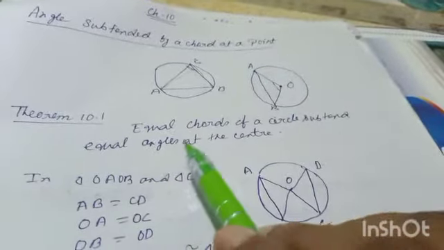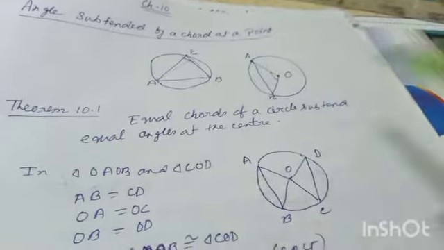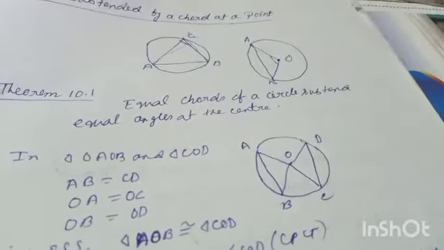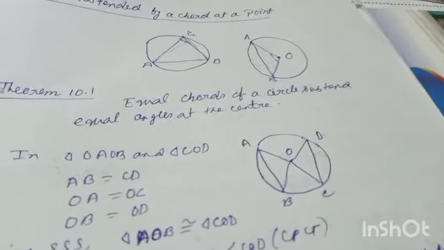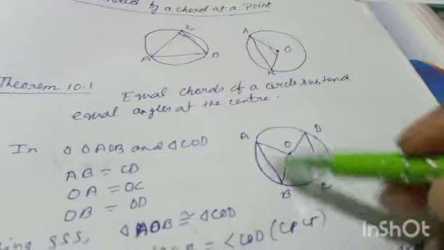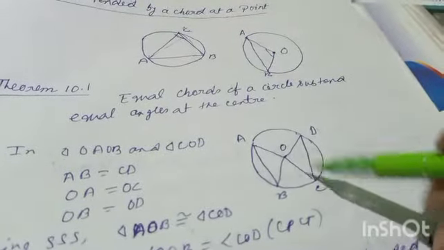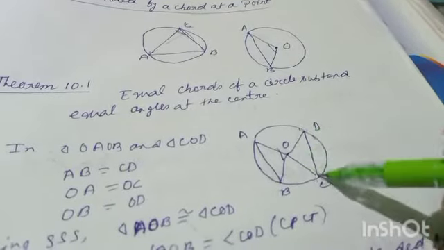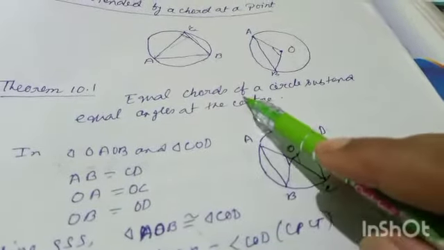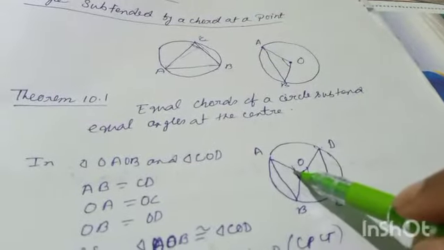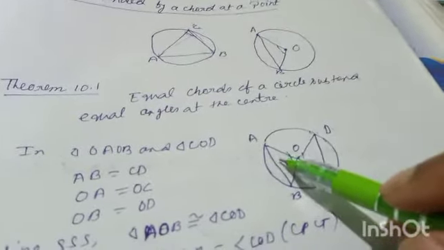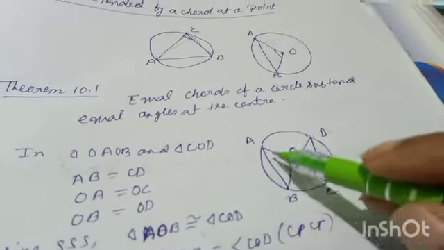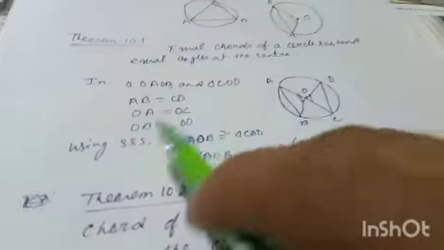So, Theorem 10.1: equal chords of a circle subtend equal angles at the center. Means if the chords are equal, they subtend equal angles at the center. Suppose AB and CD are two equal chords, and chord AB subtends angle AOB and chord CD subtends angle COD. According to this theorem, we need to prove that if chord AB is equal to chord CD, then angle AOB is equal to angle COD. So let's see the proof.